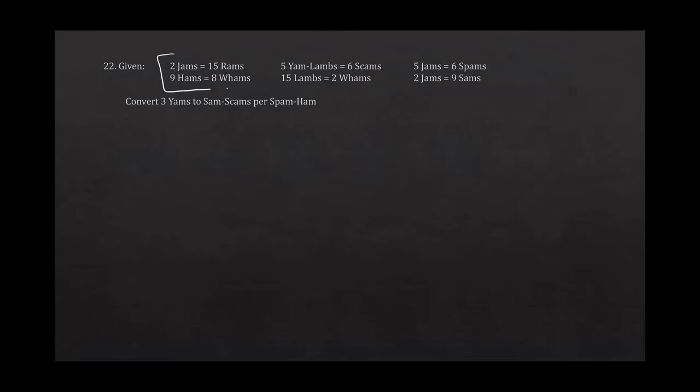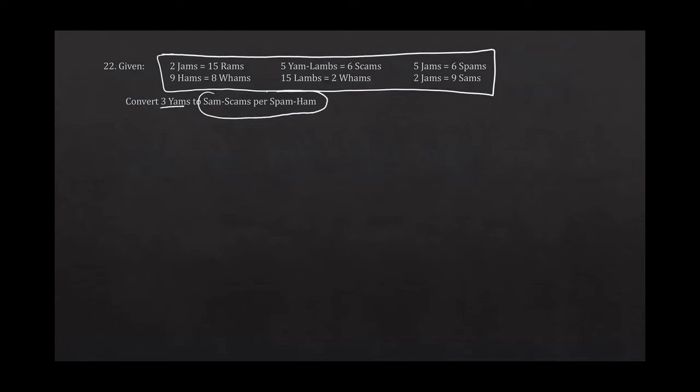Again, we have all these equivalencies that we were given up at the top. We're going to basically use those in this process. We want to convert 3 yams, and we want to go to Sam scams per spam ham. Our pers are fraction bar, remember, so I want Sam and scam in the top, spam and ham in the bottom when we're done. All right, let's go for it. Start with what we have, 3 yams. Not per anything, so just a 1.